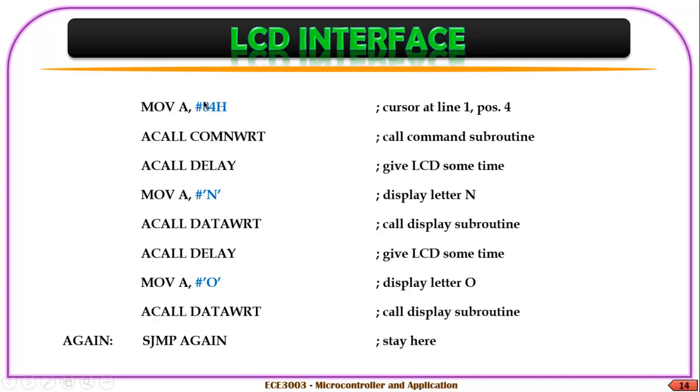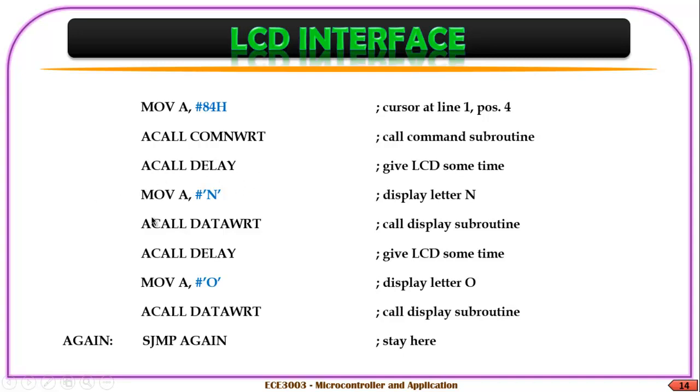And from where the display has to begin, that will be instructed using this 84. So 80 is an instruction used for beginning your first line, first position. But if you are putting 84, it means that it is going to start from the fourth position of your LCD screen. And again, it's the command write, so I'm calling command write and delay. So till this, we are doing the operation of passing the command to the LCD screen.